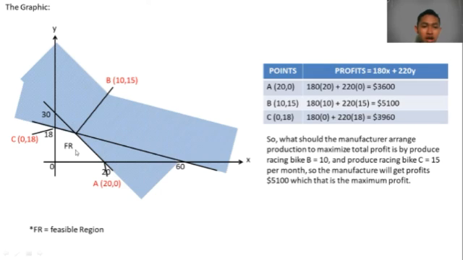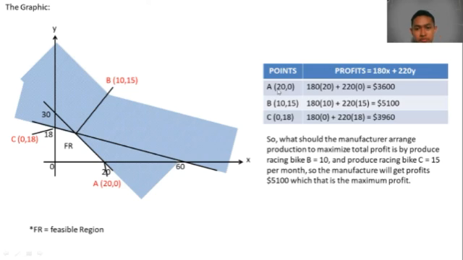In the feasible region there are 3 points surrounding it. Point A is 20 and 0, and then point B, the intersection point, is 10 and 15, and point C is 0 and 18. So we use these 3 points to calculate the profits.